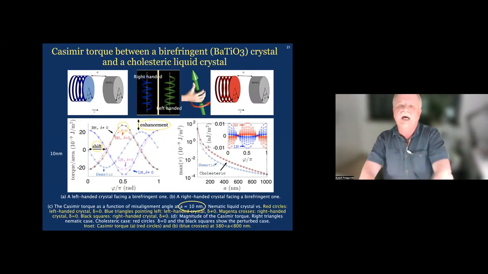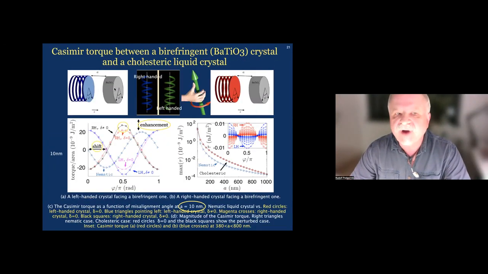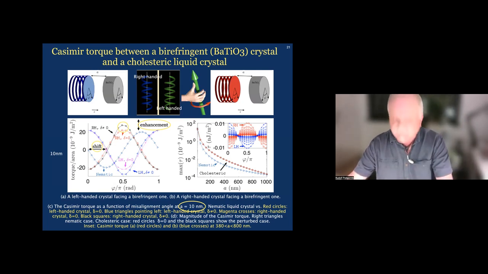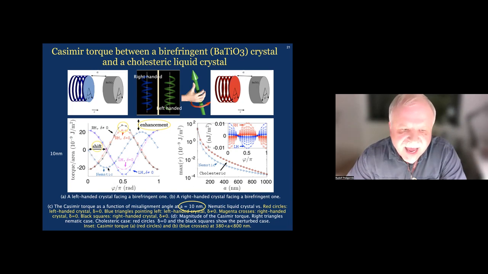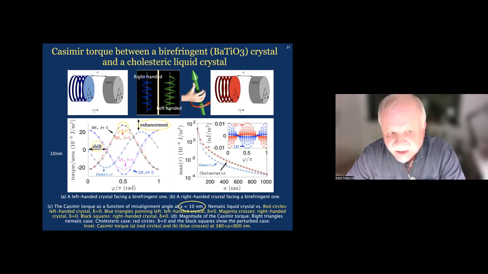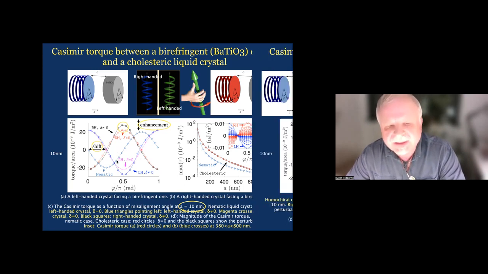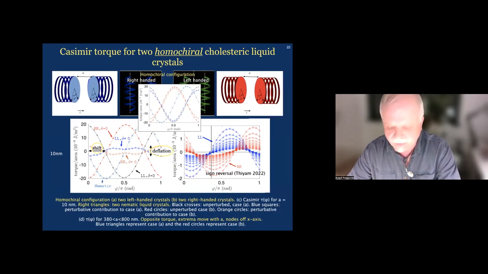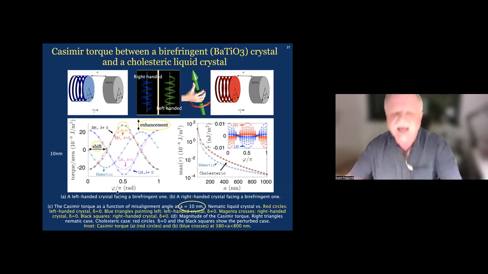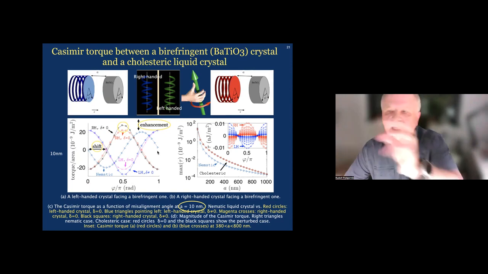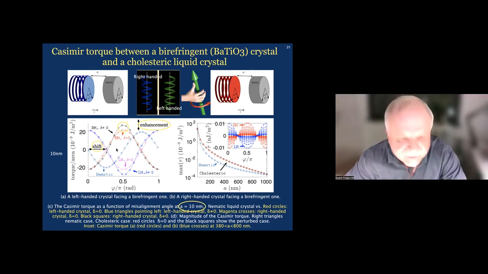So this is the first result of the calculation. An anisotropic crystal, barium titanate, right next to a cholesteric, either right-handed or left-handed cholesteric liquid crystal. So here you see the triangles are, if you don't have a cholesteric, but if you have a nematic. And then the cholesteric basically leads to a shift in the position of the minima of the torque towards a finite value of the phi. Phi is the rotation between the crystal and the cholesteric liquid crystal.